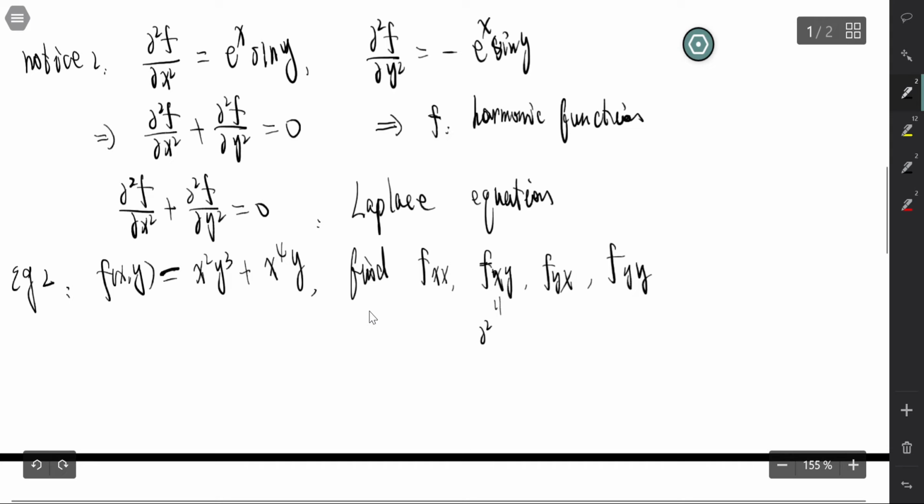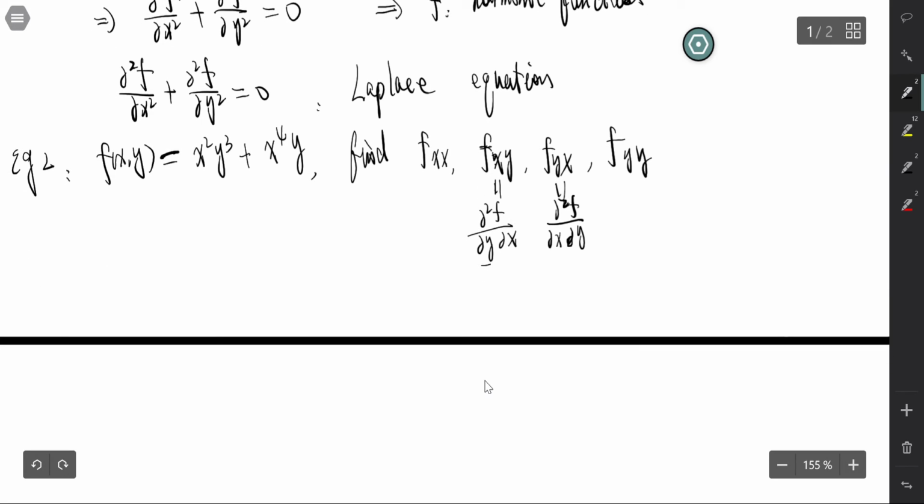Actually, this is partial squared f, partial y partial x. That's a different order: in f_xy, we take the derivative in x first and then y. And f_yx is partial squared f partial x partial y: take the derivative in y first and then x.